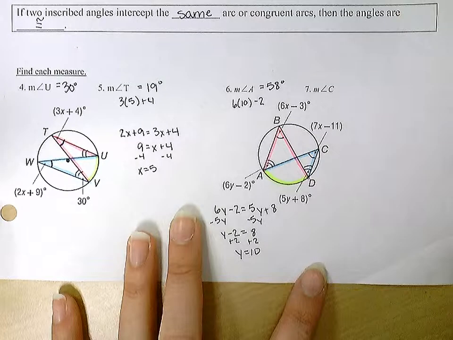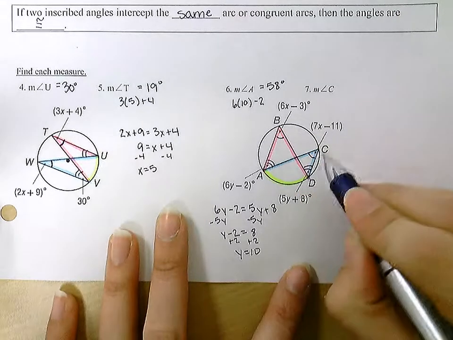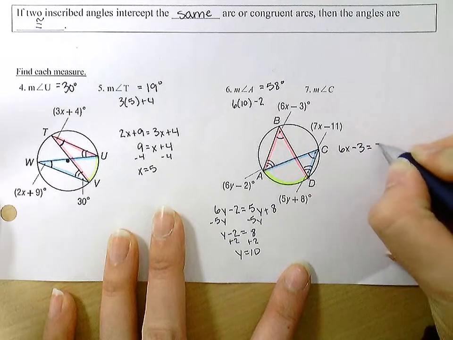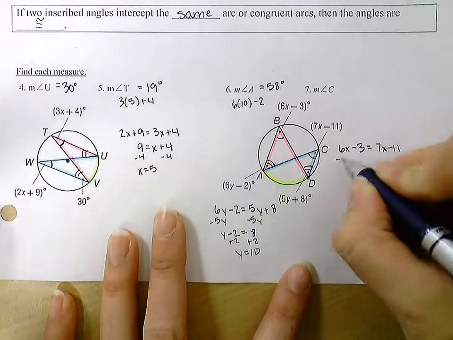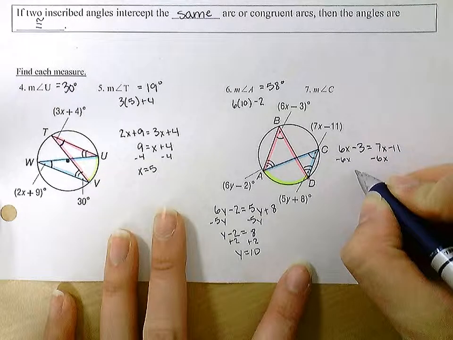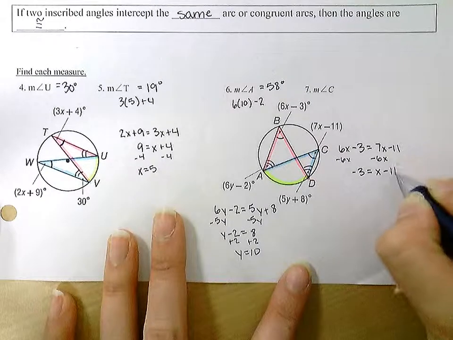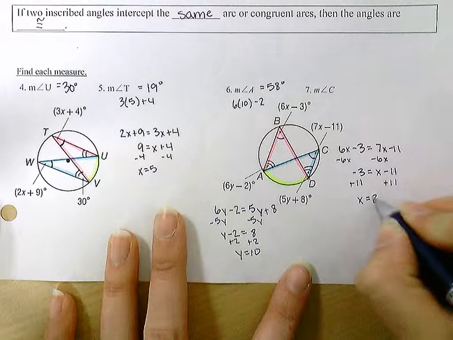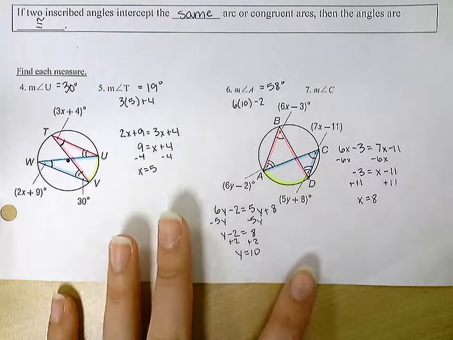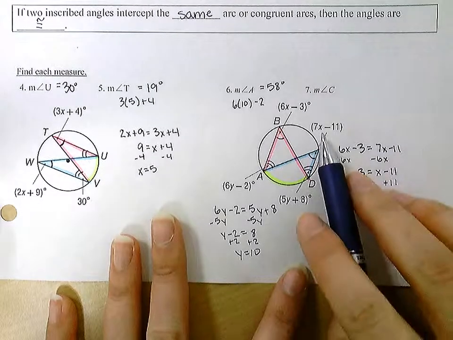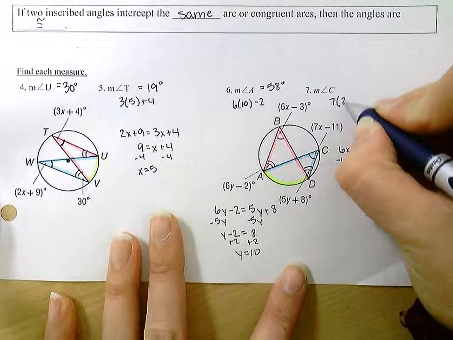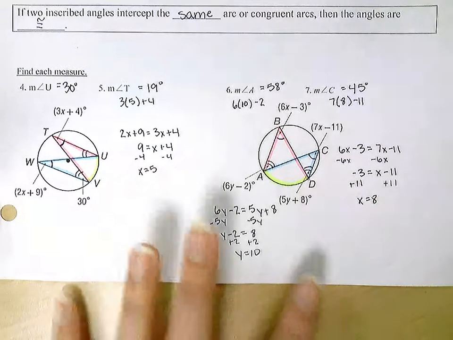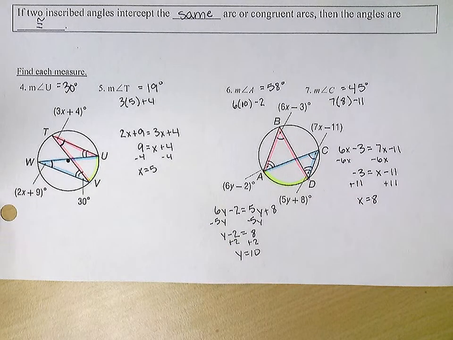Okay, then same thing with angles B and C. Those two are congruent, so I can set their measures equal. So we have 6x minus 3 equals 7x minus 11. Subtract 6x. Add 11. X is equal to 8. Plug in 8 for x for the measure of angle C. And I do get 45 degrees.